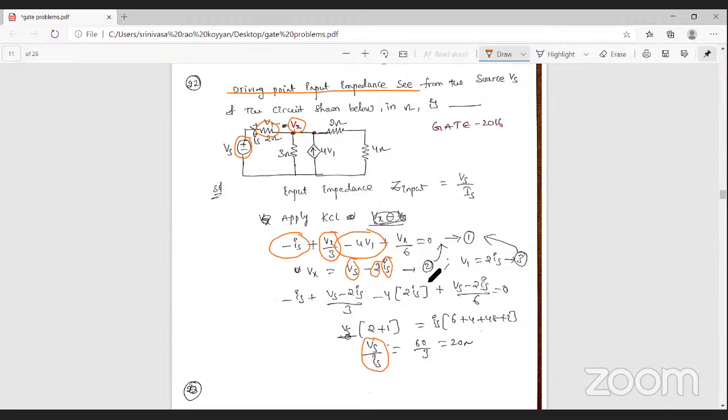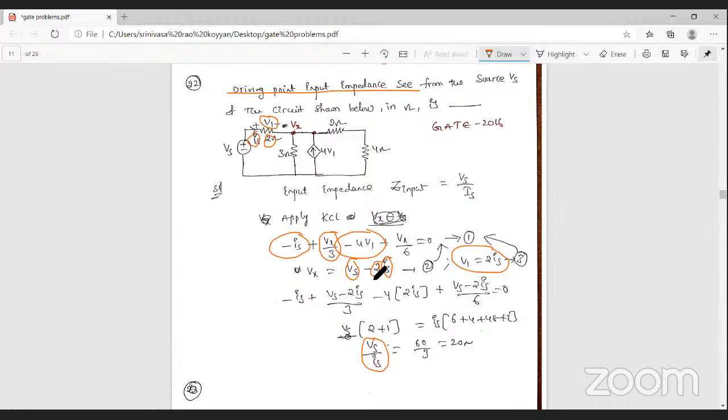Let's assume it is equation number 2. Okay, from this network, one hint is given. What is the hint here? V1 volts are present here. V1 means the voltage across the 2 ohm resistance. What is the voltage across the 2 ohm resistance? That is 2 ohm resistance into the current. What is the current here? Is. So V1 is equal to 2 into Is.